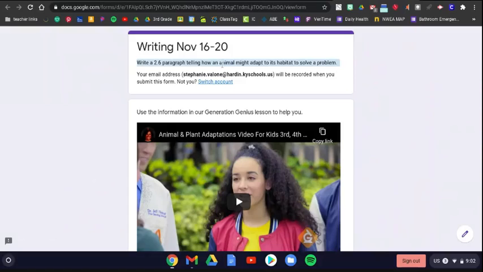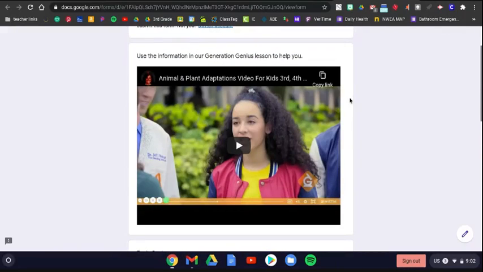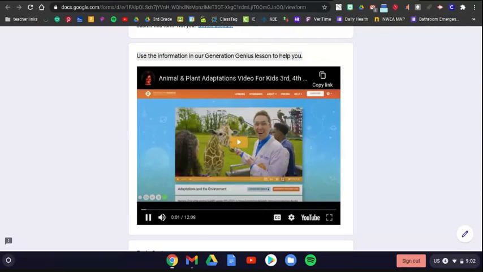Up top in the directions, it says write a 2.6 paragraph telling how an animal might adapt to its habitat to solve a problem. You're going to tell us how an animal will change to live, to solve its problems. The first box you see is that Generation Genius video I was telling you about. Use the information in the lesson to help you. So if you don't remember about how animals and plants can grow and change, press play. And then you'll hit play.